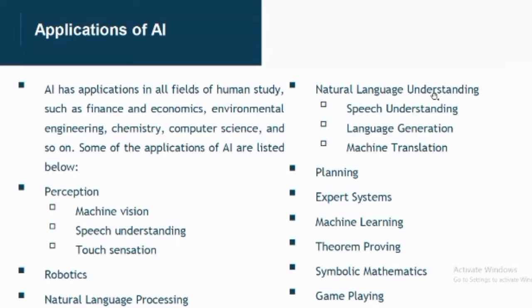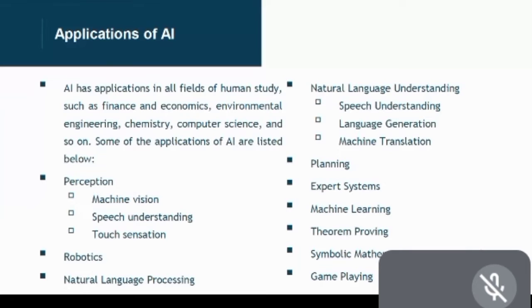So where this is applicable nowadays: speech understanding, speech recognition, okay, language generation. So language generation, we can generate languages, motion translation. So nowadays many devices are created that can understand the meaning of animals like birds, dogs, etc. The scientists are developing many devices that can understand the meaning of basic animals. Okay, they are trying to develop such kind of machine. So that is natural language understanding.